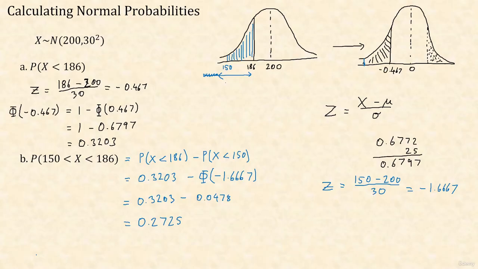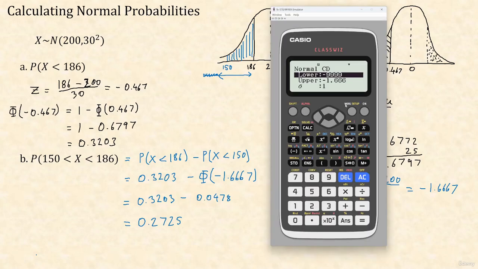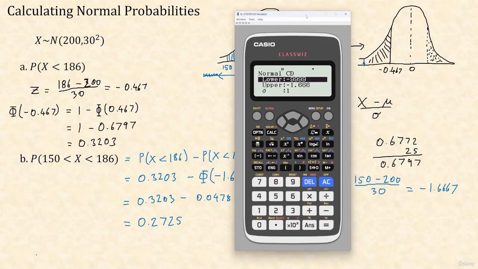Of course, if you're using a calculator, the calculator gives you an enormous shortcut. Let me show you. Your calculator allows you to put a lower bound. We have found the z values for the lower bound and the upper bound. The lower bound for the z value was minus 1.6 recurring. The upper bound was negative 0.46 recurring. So if you just key it in like that, you get the answer.